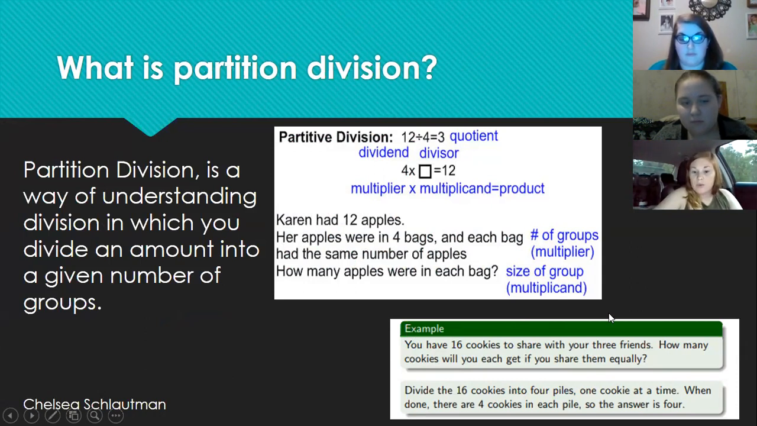And then my second example here is you have 16 cookies to share with 3 friends. How many cookies will you get if you share them equally? It tells you here to divide the 16 cookies into 4 separate piles, 1 cookie at a time. When you're finished, there are going to be 4 cookies in each pile, so your answer will be 4. So it's 16 divided by 3 equals 4.